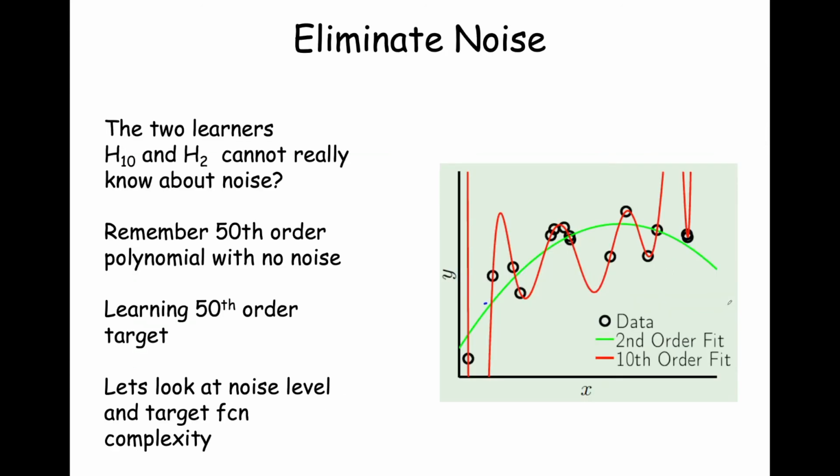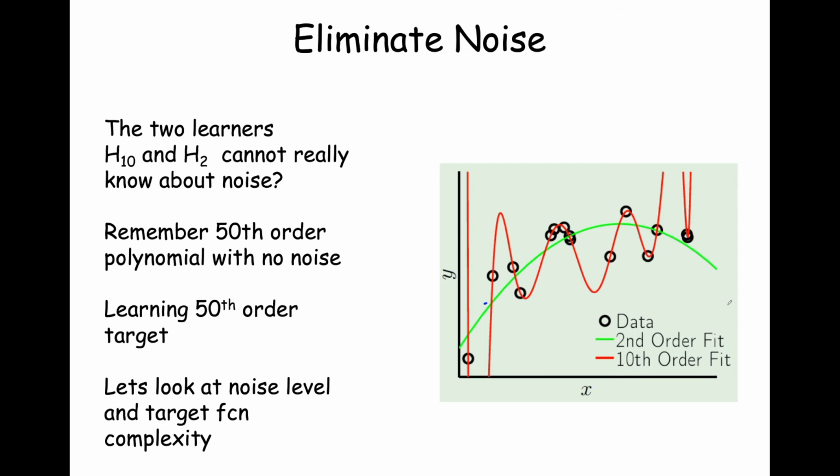Okay, so let's now think about the two learners. Our hypothesis sets, H10, degree 10 polynomial, and H2, degree 2 polynomials, can't really know about noise.